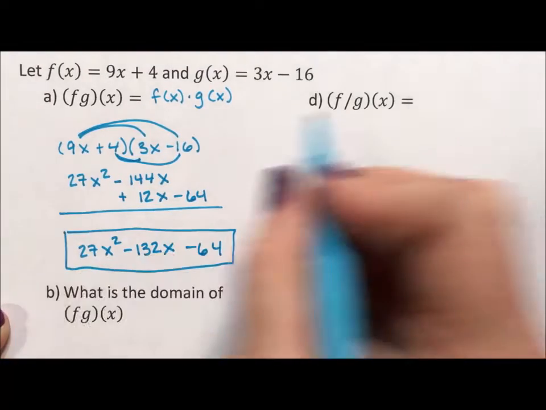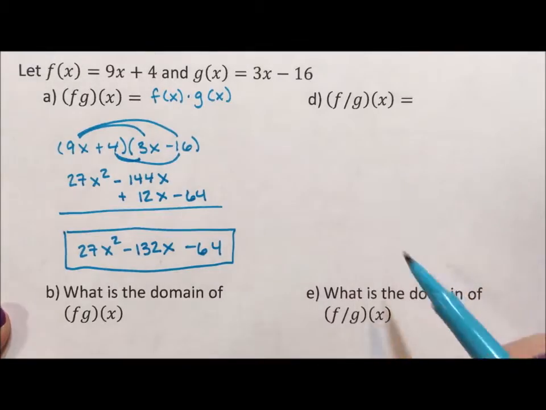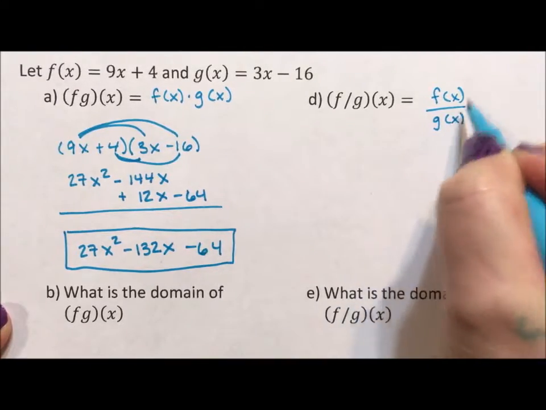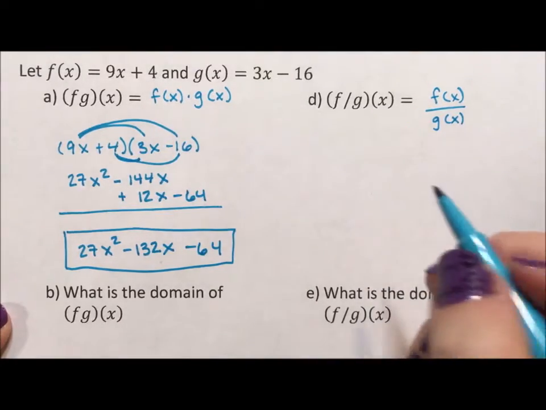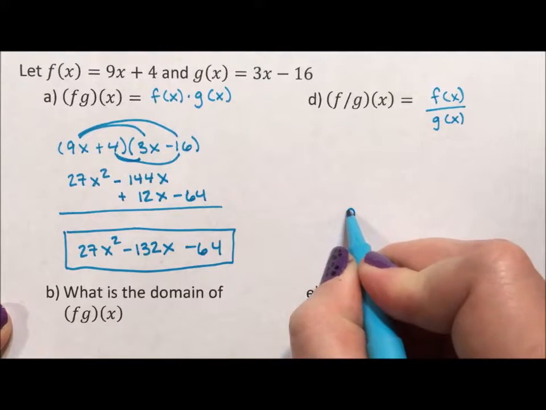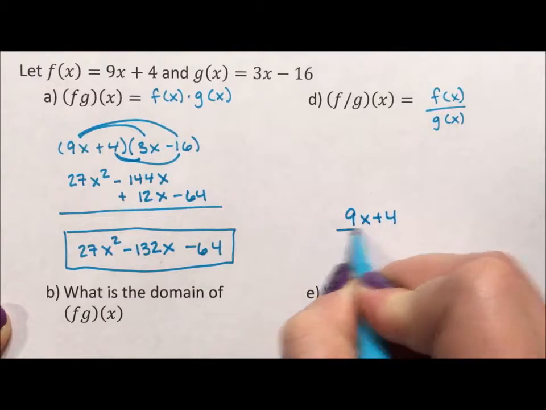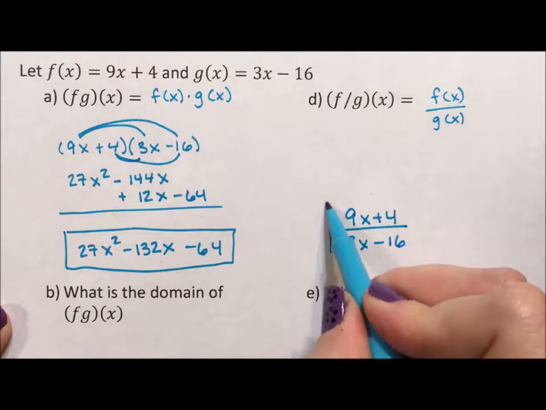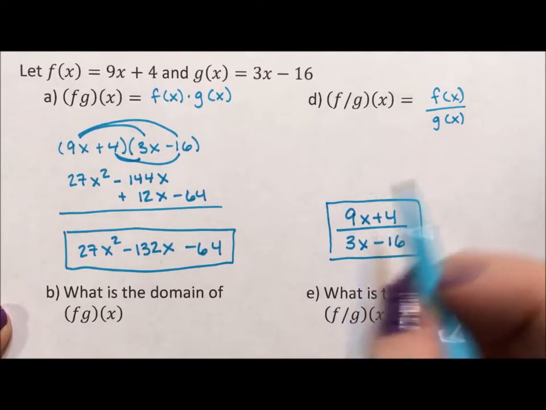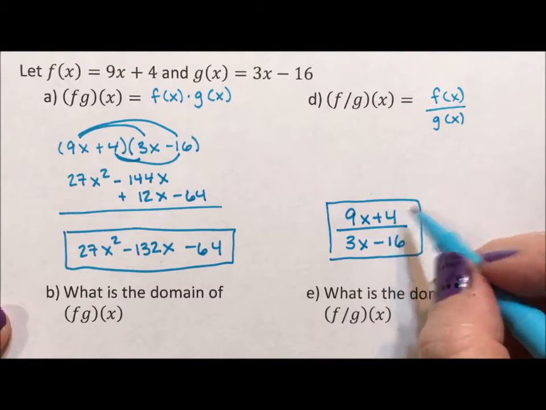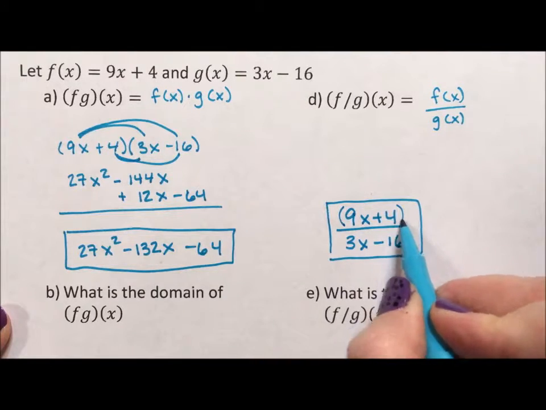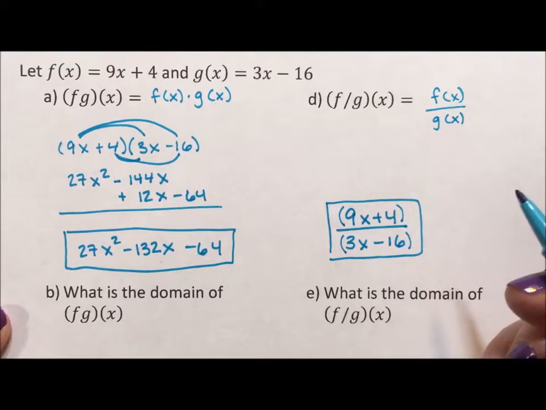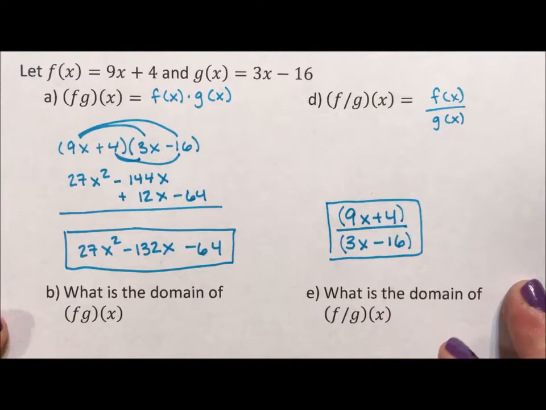Because the multiplication and division are different, I'm going to do these in parallel. This is f of x divided by g of x. Again, this isn't multiplication, nothing cancels. But what I'm going to end up with here is 9x plus 4 divided by 3x minus 16. It could only be reduced if something factored out. I cannot divide the 3 and the 9. I can't take a 2 out of anything here. This is a single number, and this is a single number, and nothing can divide out until something is factored, and there's nothing to factor.